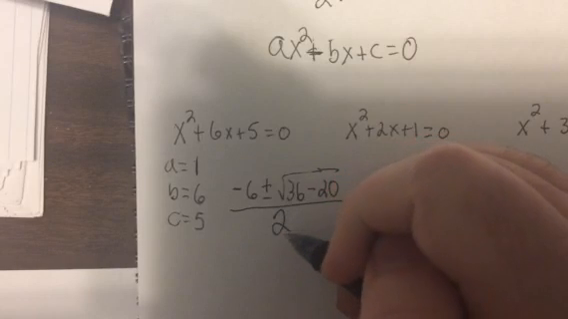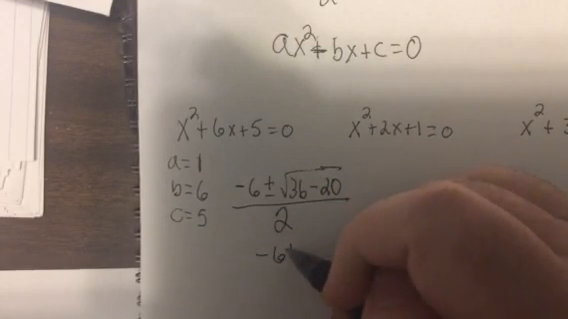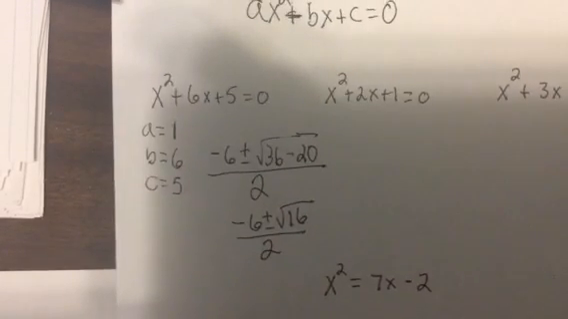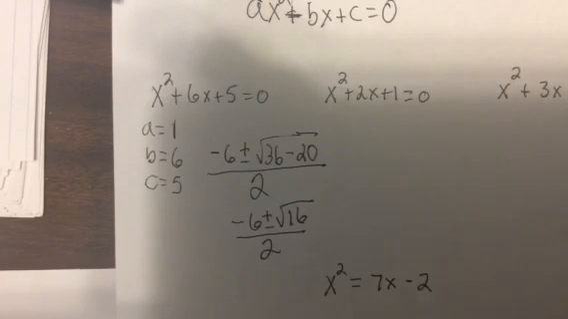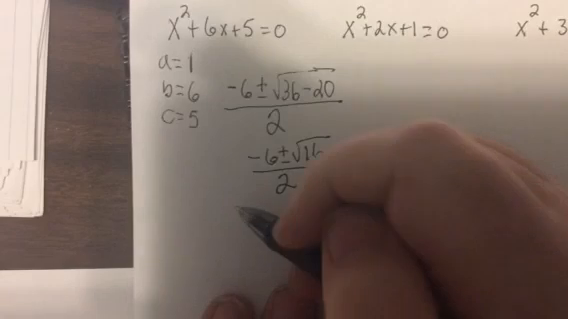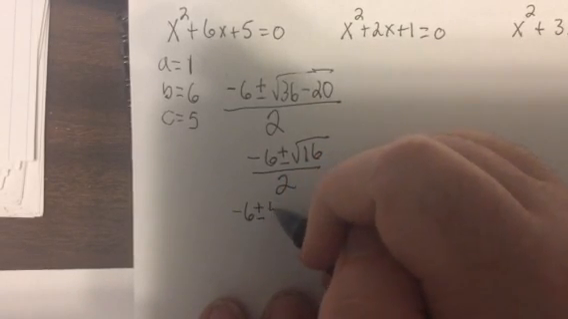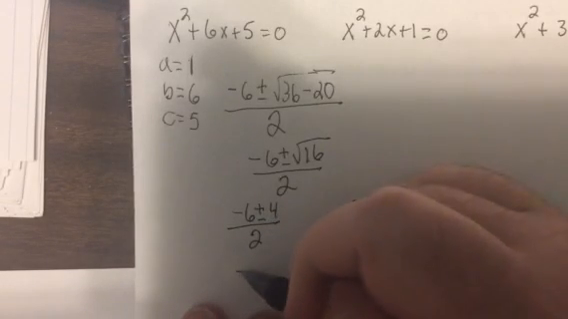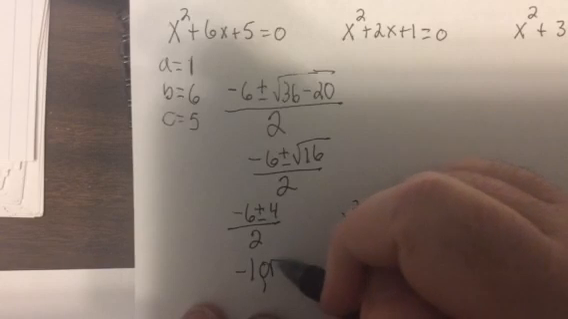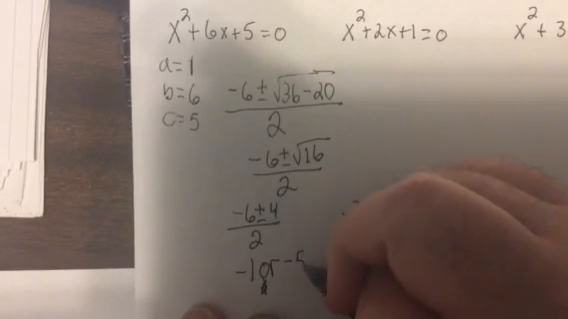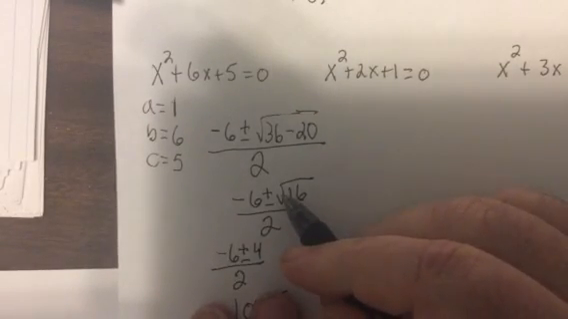All over 2a. So it'd be negative 6 plus or minus the square root of 16. Now square root means what are you squaring? So what do you square to get 16? And I think you guys can do that. 4 times 4 is 16. So it would be negative 6 plus or minus 4 over 2. Now, plus or minus means negative 6 plus 4 is negative 2, over 2 is negative 1. Negative 6 minus 4 is negative 10, over 2 is negative 5. So if this is a perfect square, go ahead and take it.